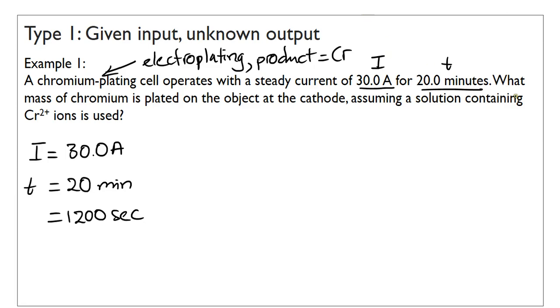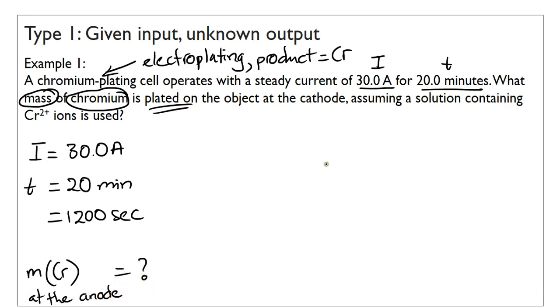Anyway, what's the question asking? What mass? So it's asking for mass. Symbol for mass is M. Of chromium. If it says chromium, it's referring to the metal and not the metal ion. Let's not go find the mass of the metal ion. So what mass of chromium is plated on the object? So the mass of chromium at the anode. Okay. Did I just say anode? The cathode. Is plated on the object at the cathode, assuming a solution containing chromium 2+ ions.